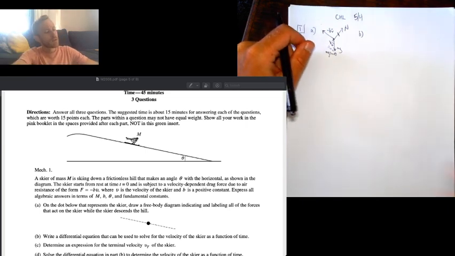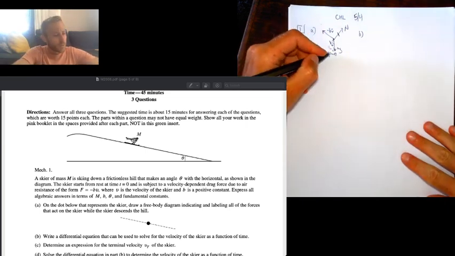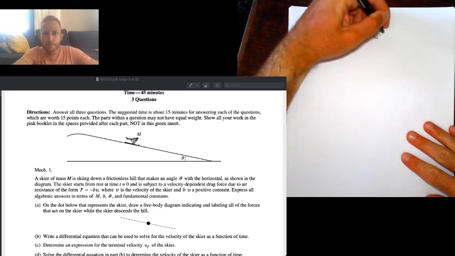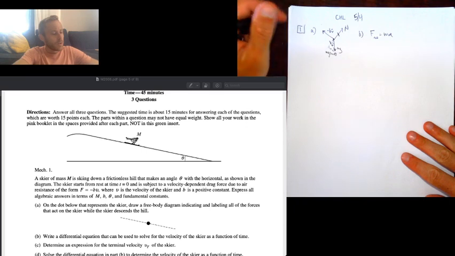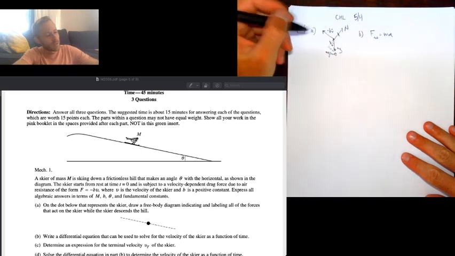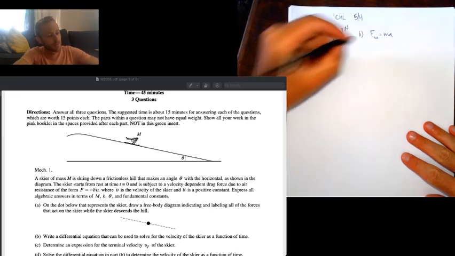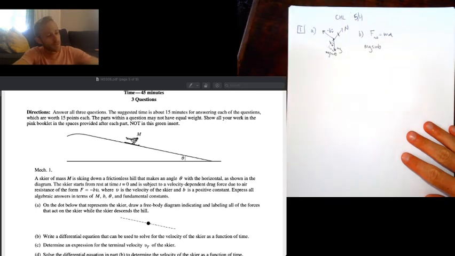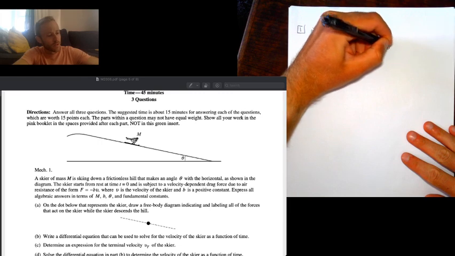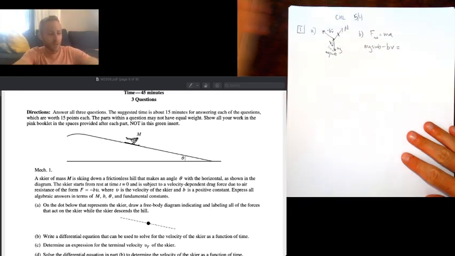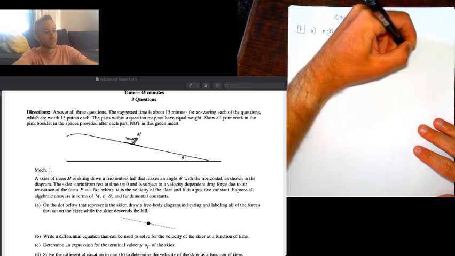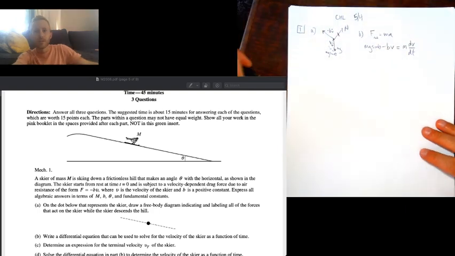Okay? So if we do net force equals ma, the net force is going to be mg sine theta minus the drag force. And then that equals ma, but to make it a differential equation, we write the acceleration as dv dt. So that would be the answer.